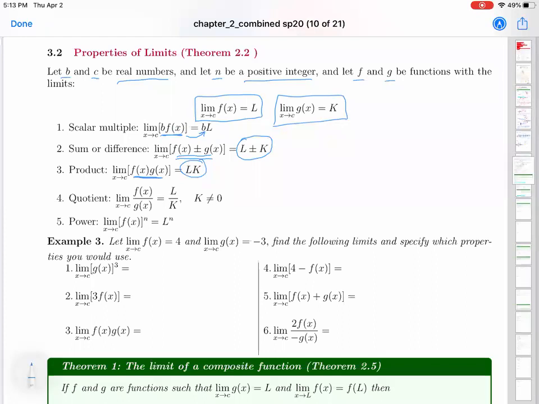Quotients, when you divide f of x by g of x, then the limit of f of x divided by g of x when x goes to c equals L divided by k, where k is different than 0. And the last one is the power rule, right? The power property says that if you find the limit of the function f of x raised to the n when x goes to c, then it's the same as L raised to n when n is a positive integer.